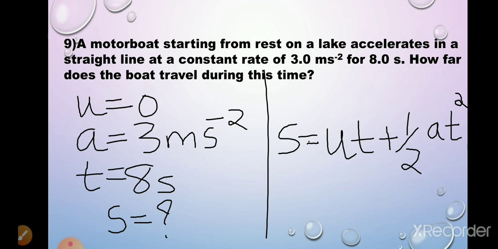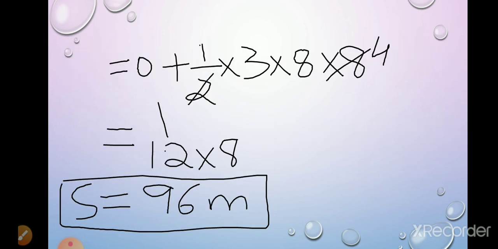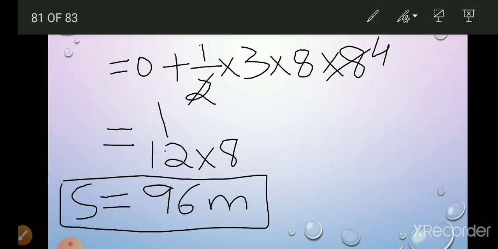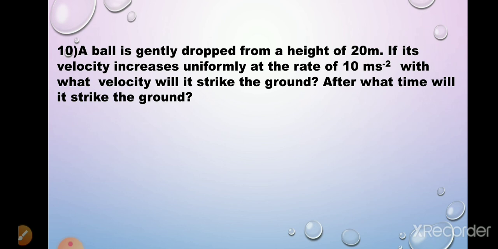So a motor boat, how far does the boat travel during this time? The boat travels 96 meter. Okay, so this is how the problem is solved. Let us move on to the last problem.